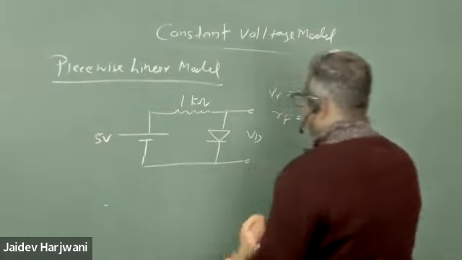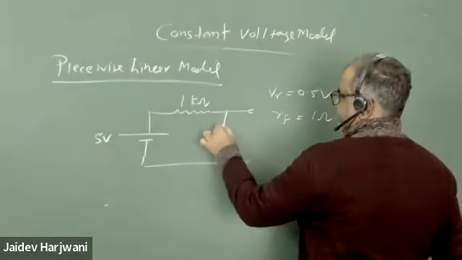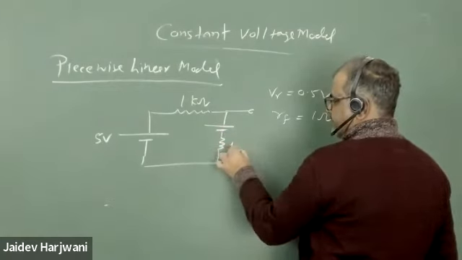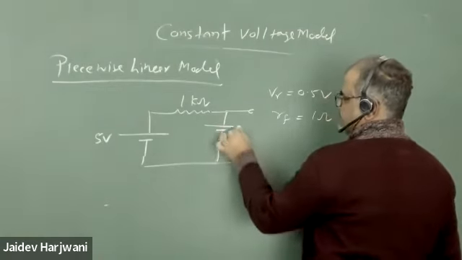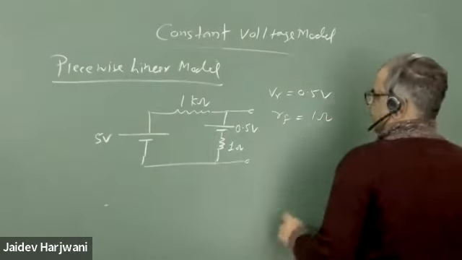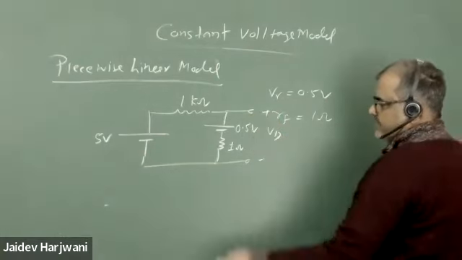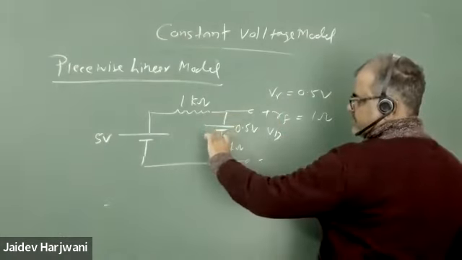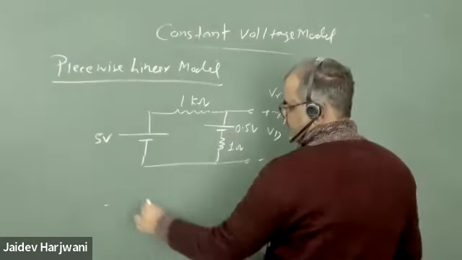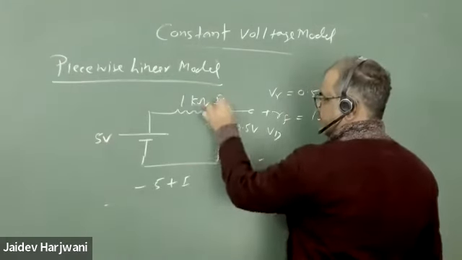So first of all, we have to replace this diode by a battery and a resistance of 1 ohm, and this is 0.5 volt. Now I need to find what VD is here. So VD will be this voltage plus this voltage. So first I need to find the current.